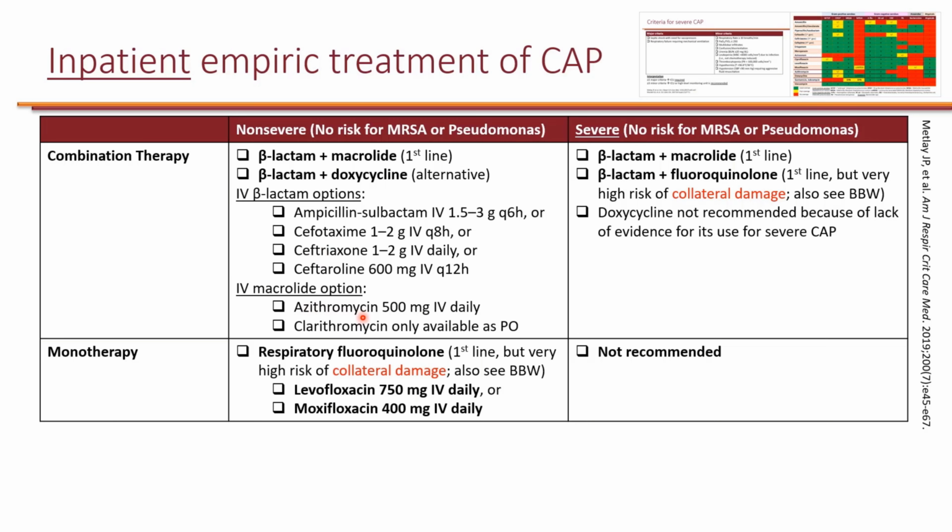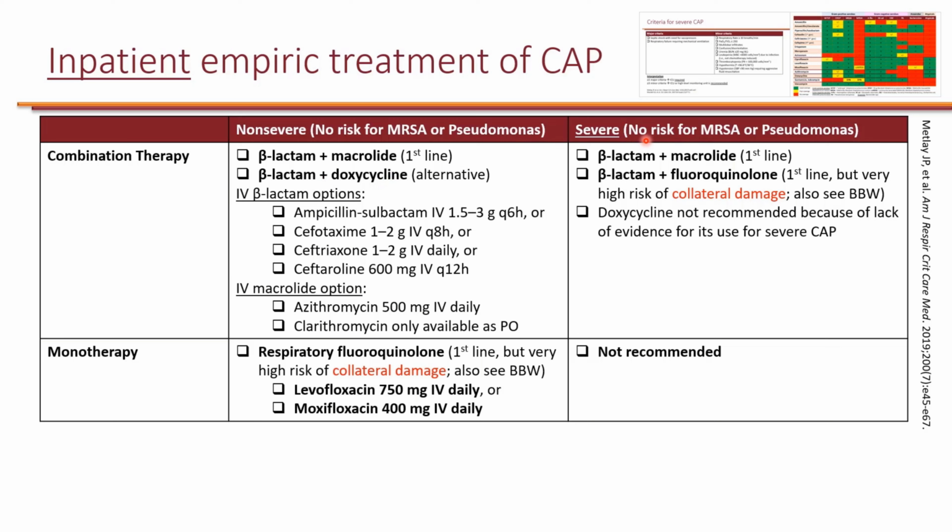And when it comes to macrolides, we have azithromycin, the only macrolide available as IV. Clarithromycin is only available as PO. Now, alternatively, we can also have monotherapy with the fluoroquinolone. It has to be a respiratory fluoroquinolone, either levofloxacin or moxifloxacin. So this is also considered first line. But again, keep in mind that this is associated with collateral damage and adverse effects. I should also mention that the beta-lactam plus macrolide is first line, but beta-lactam plus doxycycline is considered an alternative because there is less evidence with doxycycline.